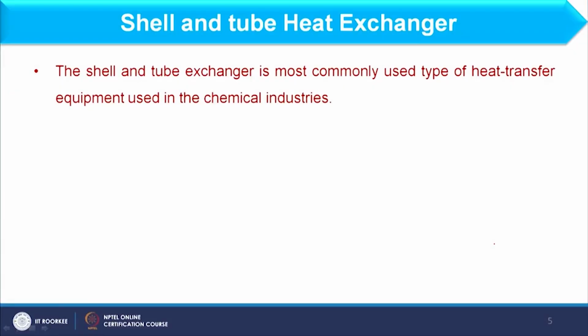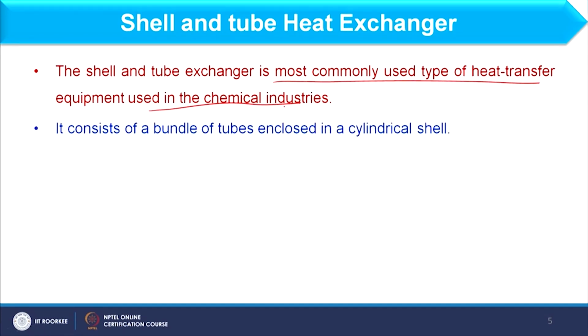Okay. Now, the next unit we have is the shell and tube heat exchanger. This is the most commonly used type of heat exchanger equipment in a chemical plant. It consists of a bundle of tubes enclosed in a cylindrical shell. So, usually, as you are aware, a shell and tube heat exchanger has a single shell where we have a number of tubes inside, and that number of tubes we call the tube bundle.